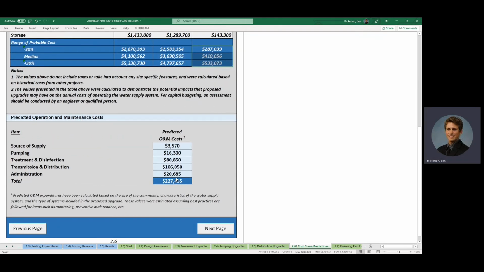The bottom of this sheet also provides predicted operation and maintenance costs for each of the items. So the source of supply O&M costs haven't changed from part 1 because we haven't upgraded the source of supply as part of our proposed upgrades. Our pumping O&M costs have gone up. Our treatment, our transmission and distribution, and our administration costs have all gone up as well. So our predicted O&M costs for our new system are up to $227,000 per year.